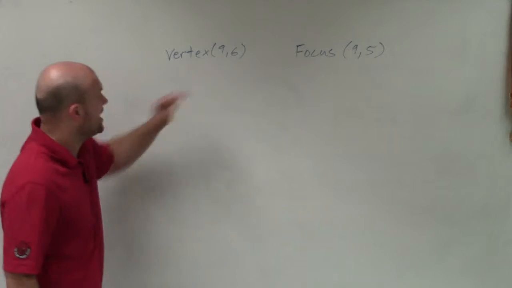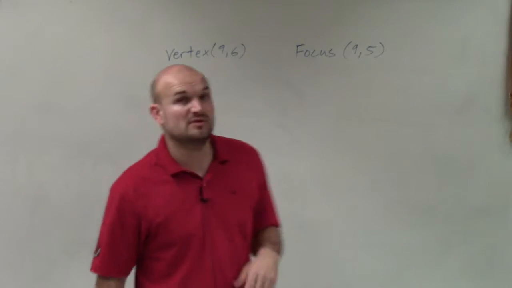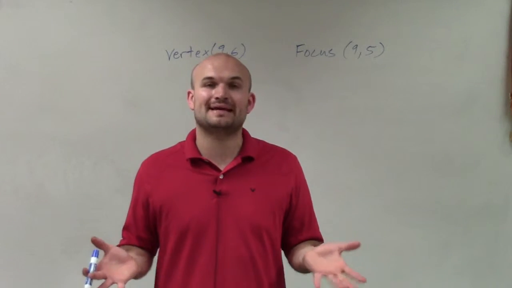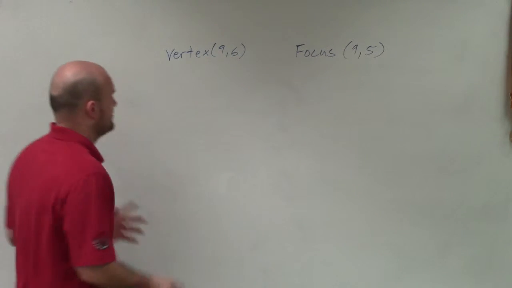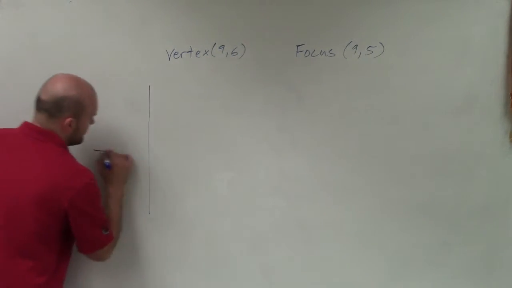Welcome. So what I have here is the vertex is (9, 6) and the focus is (9, 5). And what we have to do is be able to write the standard form of our parabola. So to be able to do that, the first thing we're going to do is plot the information that I'm provided.